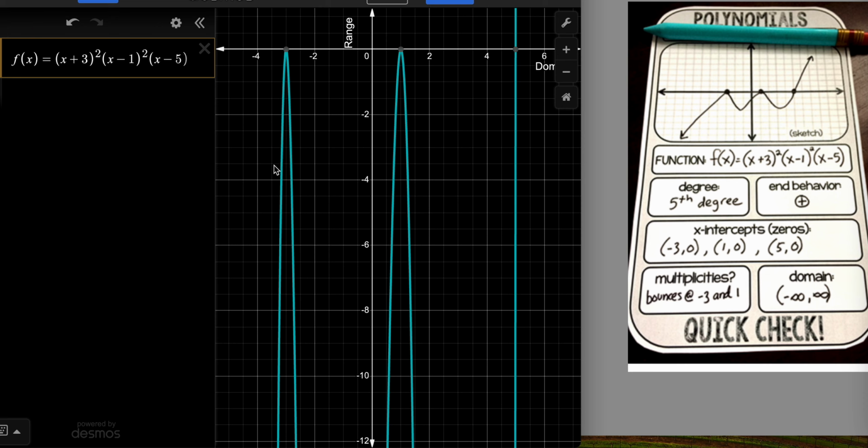All this is in the other videos, but this is just on the graph, a quick check of understanding that you should develop regarding polynomials and how to sketch them.